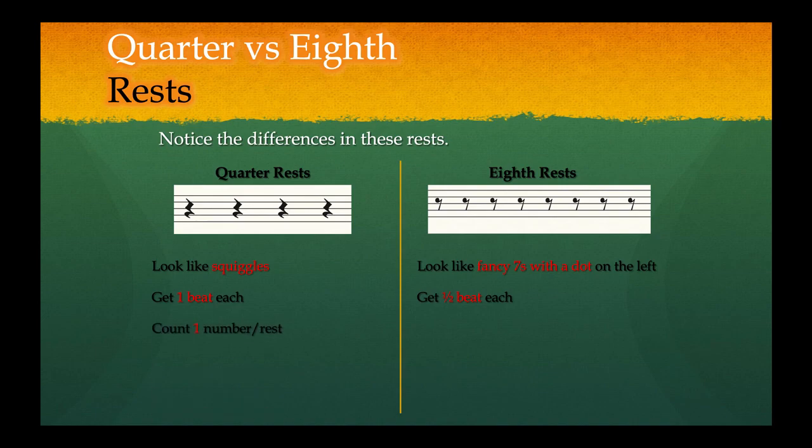When counting quarter rests, we count 1 number for every rest: 1, 2, 3, 4. When counting eighth rests, we count and write a plus sign in between the numbers, just like we did for the eighth notes: 1 and 2 and 3 and 4 and.